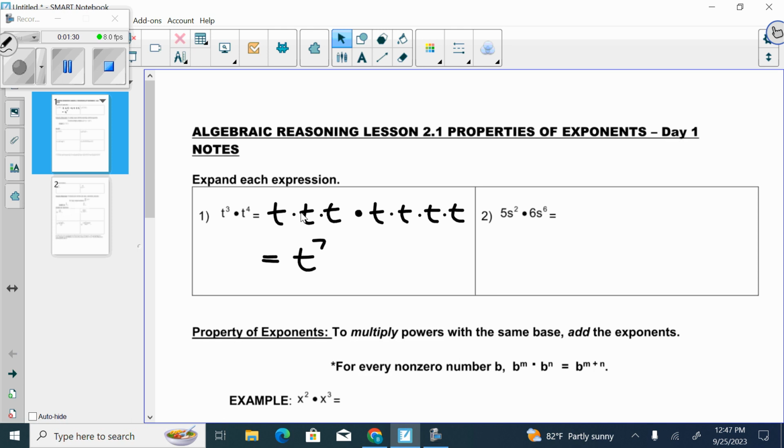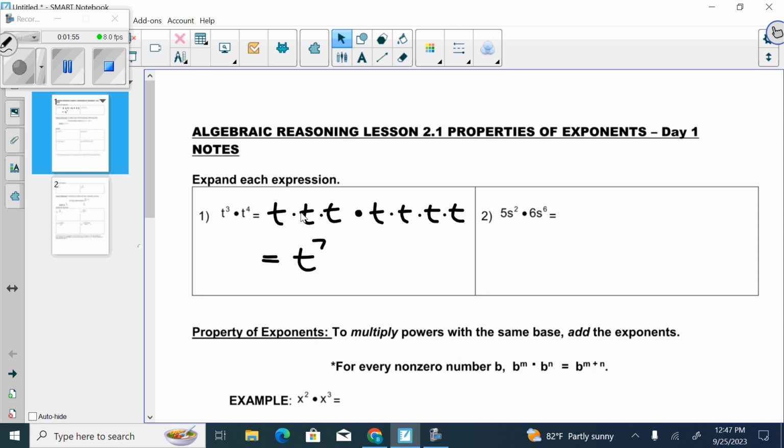Okay, let's come over here. Let's expand this one. There is 1, 2, 3, 4, 5, 6, 7 t's. So it is t to the 7th power.